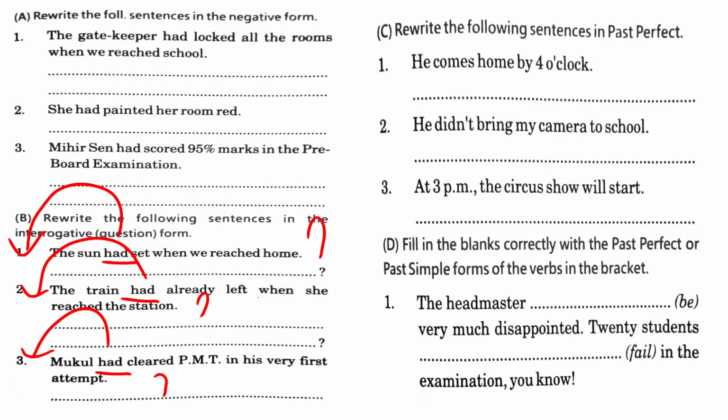Rewrite the following sentences in past perfect. So, I hope you remember the sentence structure. Past perfect, subject plus had plus third form of the verb. He comes home by 4 o'clock. Now this is subject plus verb first form with S or ES. So this is written in simple present tense. And we need to change it into past perfect and it will become he had come home by 4 o'clock.